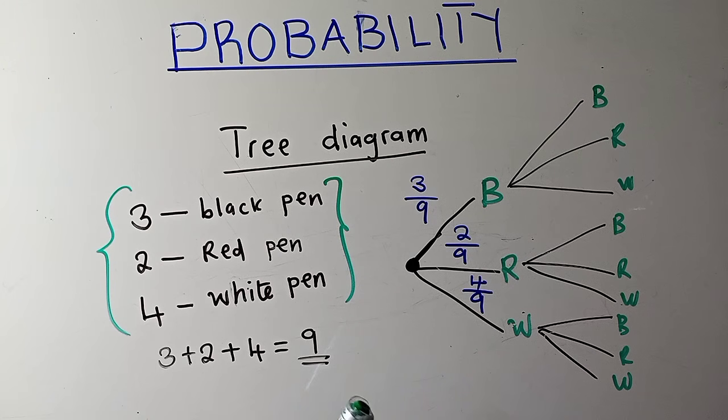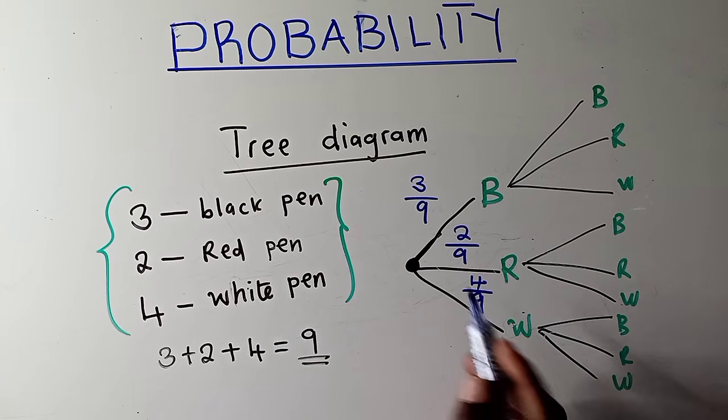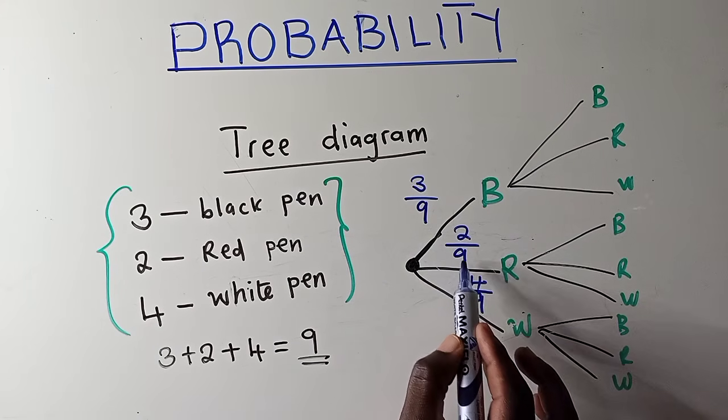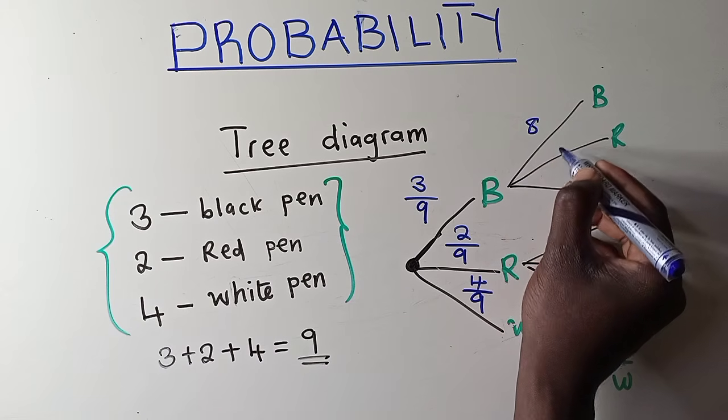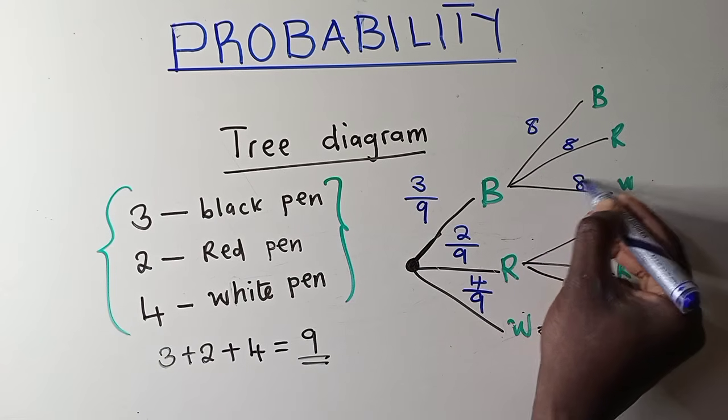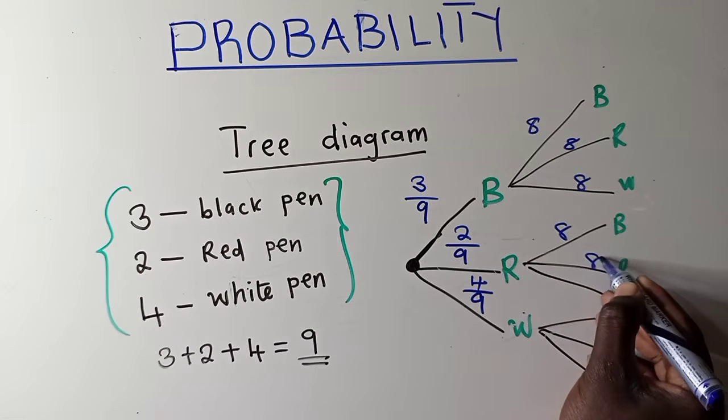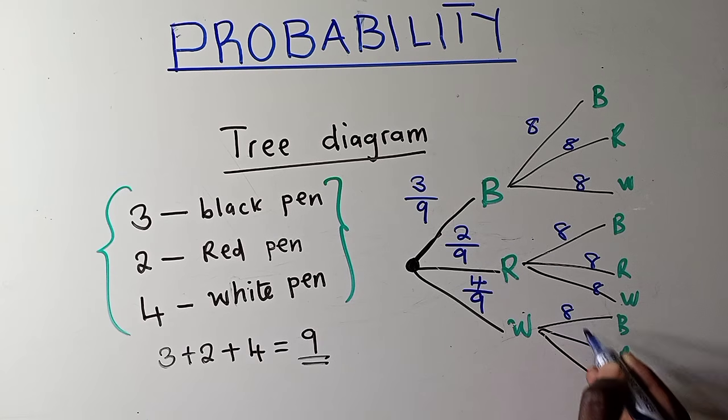From there, we now go to the next round. For the next round, since there is no replacement, you are going to reduce the numbers that are below. So this is 9. So we have 8, 8, 8, 8, 8, 8. At each tail, we have 8. Okay? You see what I've done?